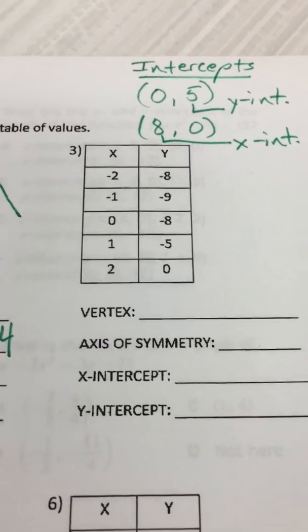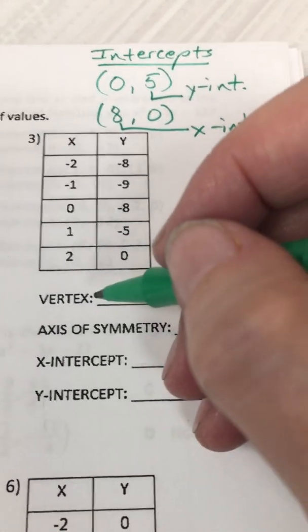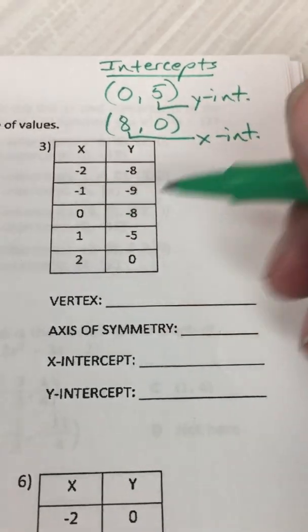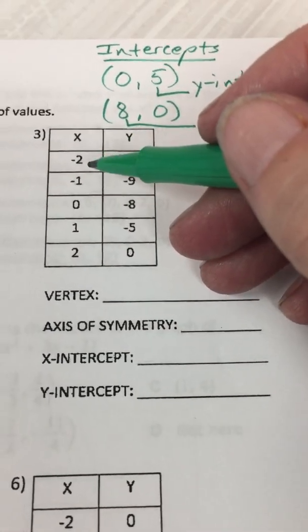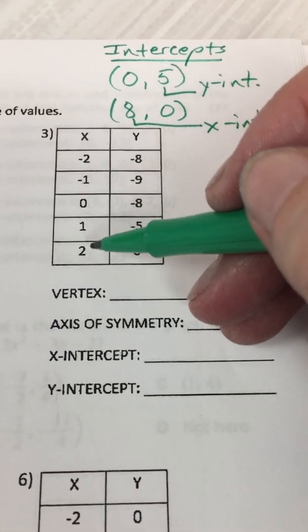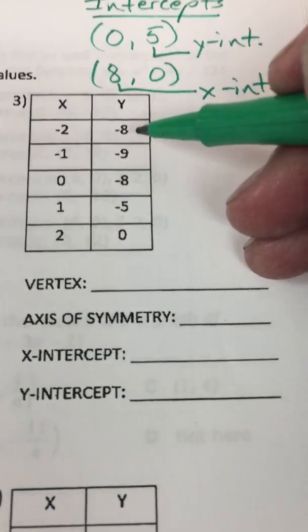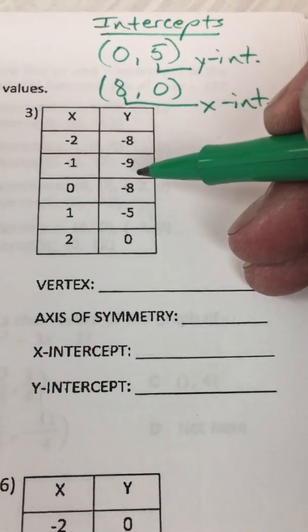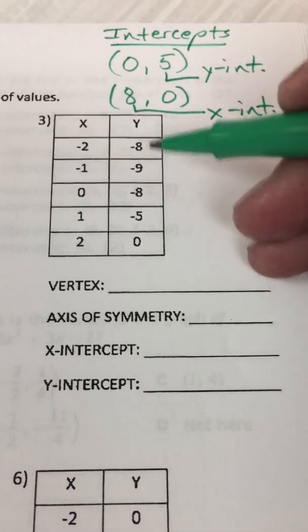Okay, hopefully you paused your video and you're coming back. So I'm looking for the vertex and I'm wanting to look for the pattern here. So again, the x numbers are going from left to right. They're getting bigger, bigger, bigger. So that's good. My y numbers are going from negative 8 to negative 9. That is going down. I'm getting smaller.